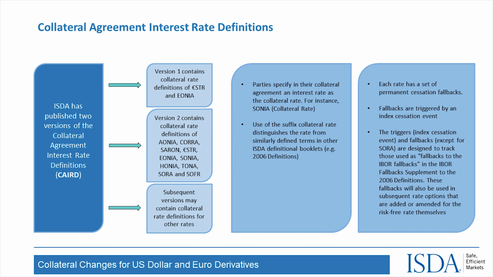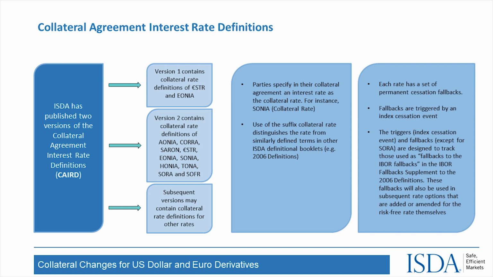Version 1 was published in February of this year, and it contained only interest rates for Euro cash collateral. It contained two collateral rates. One is an ESTR collateral rate and one an EONIA collateral rate. And then very recently in August, ISDA published the second version, so version 2.0 of the CARDs. And this contained an additional 8 collateral rates. And they're all listed here on the slides. And these collateral rates are all in respect of 8 different currencies.